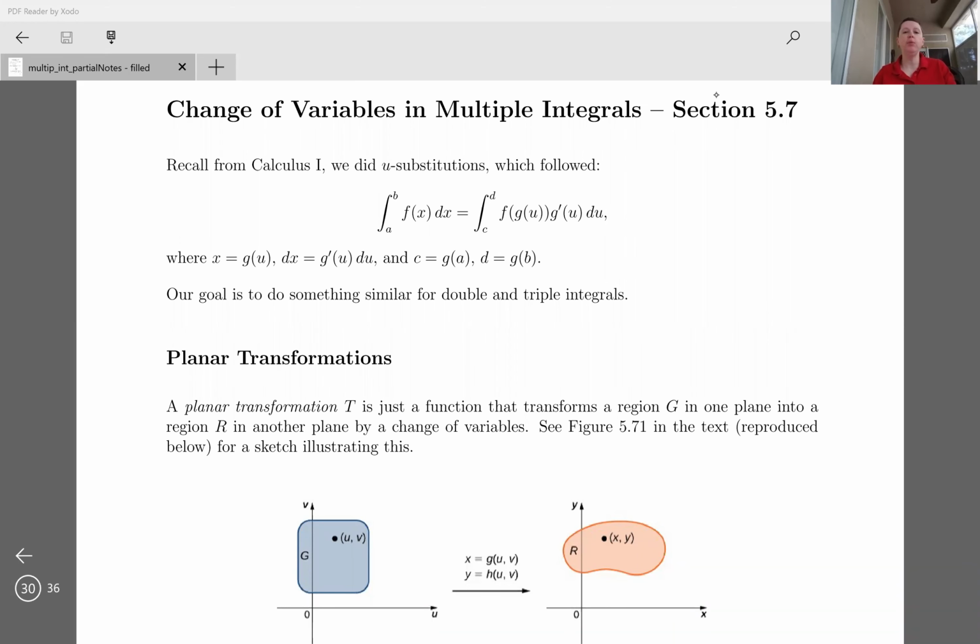So today we're going to talk about changing variables in multiple integrals. Recall from Calc 1, we did u substitutions, and those followed my demonstration here below. We let x be some function of u, say g of u, then dx is g prime of u du, and we also change our limits, evaluating them. So c is g of a, d is g of b. And our goal is to do something similar for double and triple integrals.